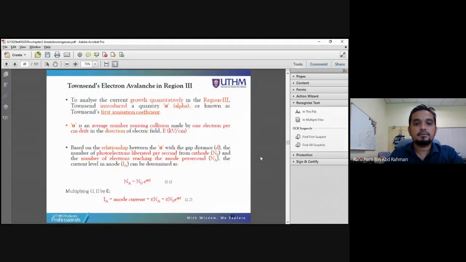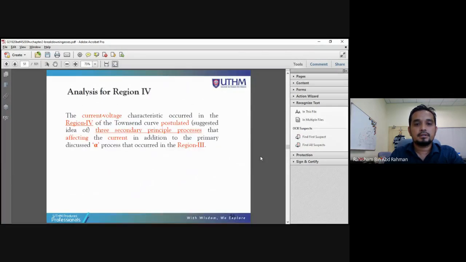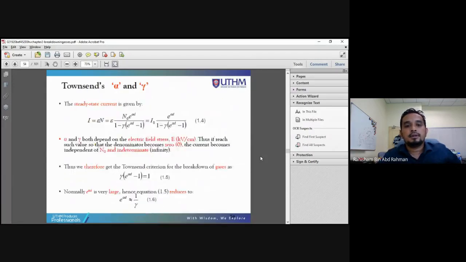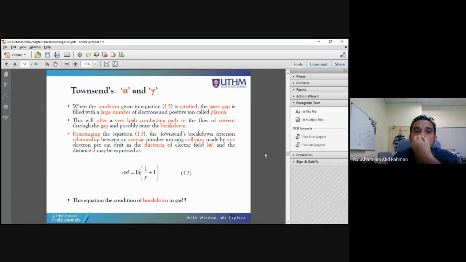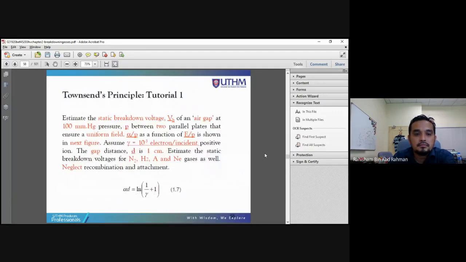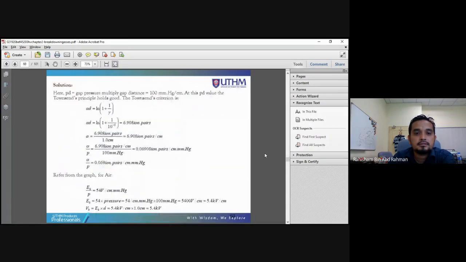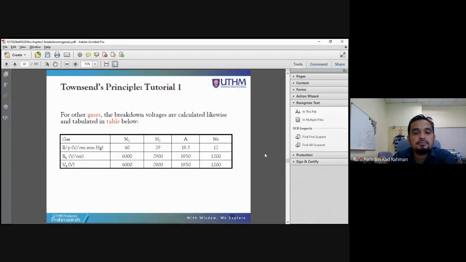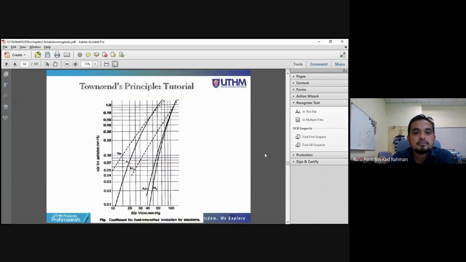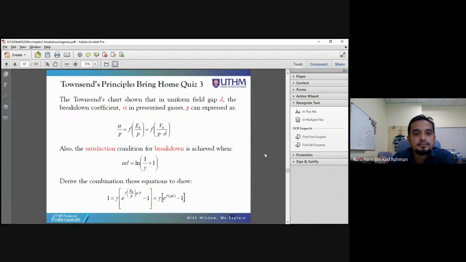Okay, we're done with the Townsend. For this calculation, how to calculate the primary and secondary coefficients, how to calculate by using this formula. These are very simple and quite straightforward. I do believe that you should be able to do it very well.